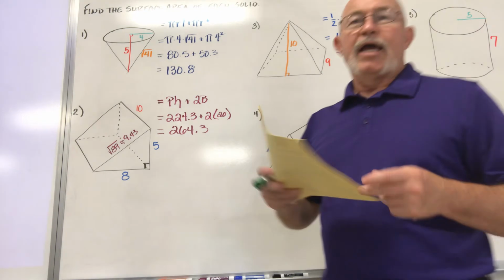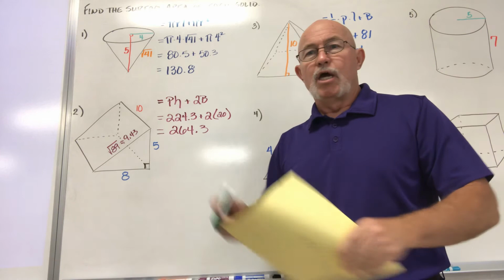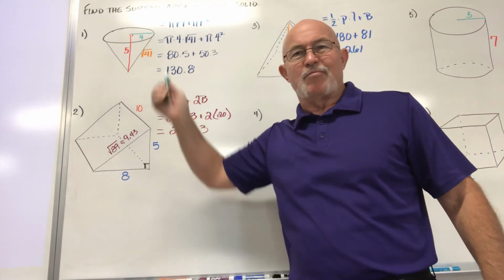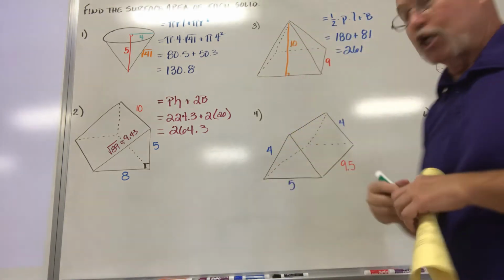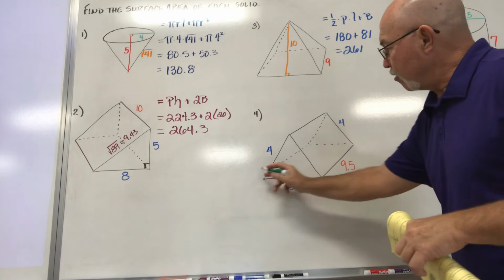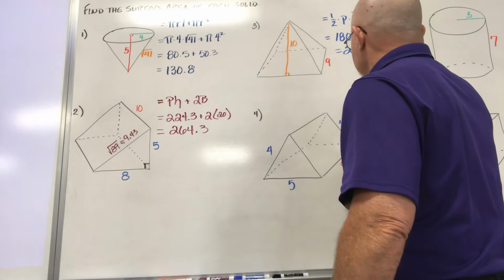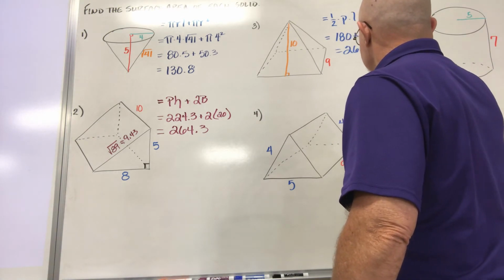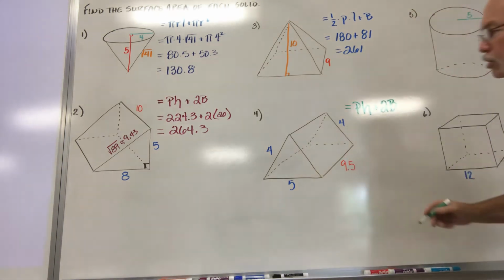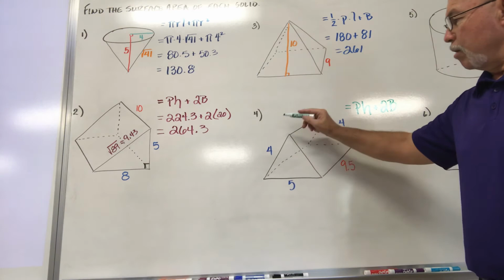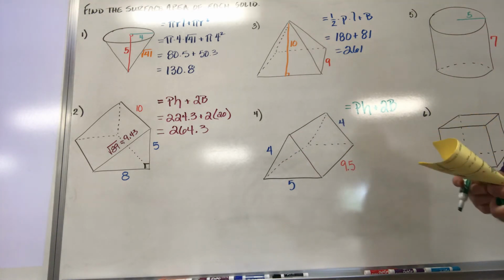It looks a lot more confusing than it really is. The more you practice with these, once you plug it in, it's just plugging in numbers to your calculator, is all it really is. Now we've got another triangular prism. There's a 4, there's a 4, so that means this is also 4. So the perimeter is 4 plus 5 plus 4, and the height's 9.5.